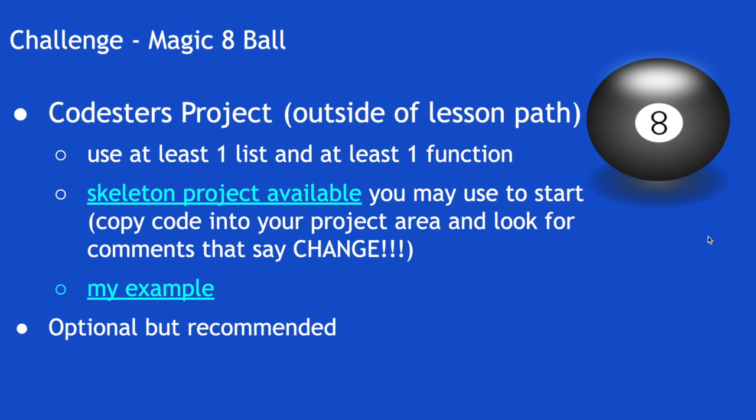What I want you to do is create a Codesters project outside of the Codesters lesson path, so your own project, that simulates a Magic 8-Ball. And if you're not one of my students, just do this in any environment that you want. I would like you to use at least one list and at least one function in here. For my students, if you're having a little trouble getting started, I do have a little skeleton project available where the format and structure is all there, but you just fill in the in-between. You can also look at an example that I have done. If you're my student, you have a copy of these charts and you can just click on those links to see it. This is an optional assignment, but I think you should try it if you can. I think you'll have a lot of fun with it.